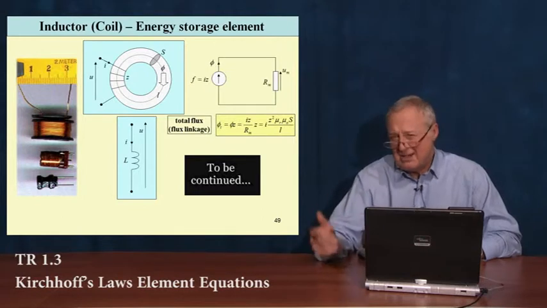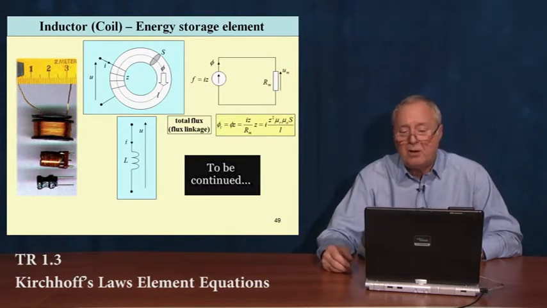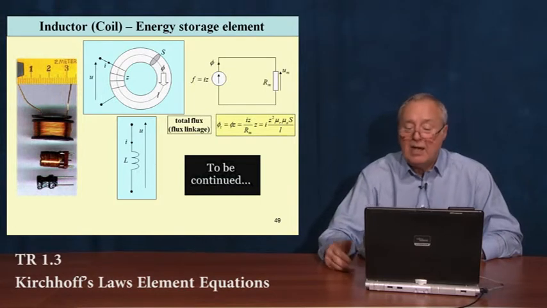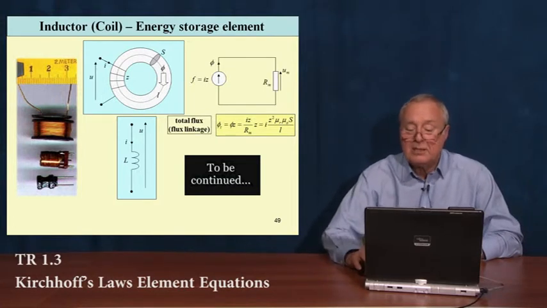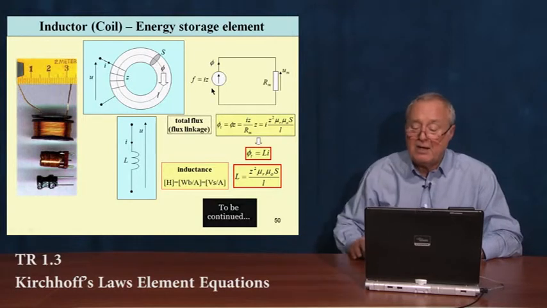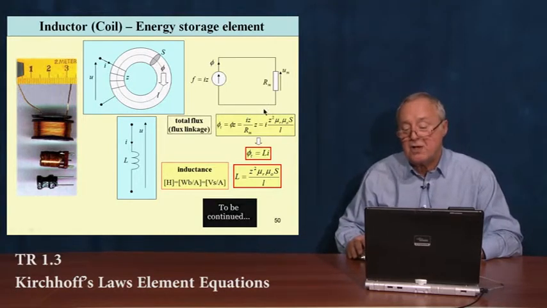A very similar reasoning can be repeated for a coil. A coil is an element that also stores energy. A coil is described by its inductance. Inductance is the constant of proportionality between the total flux produced in the magnetic circuit and the current that flows through the winding and produces it.